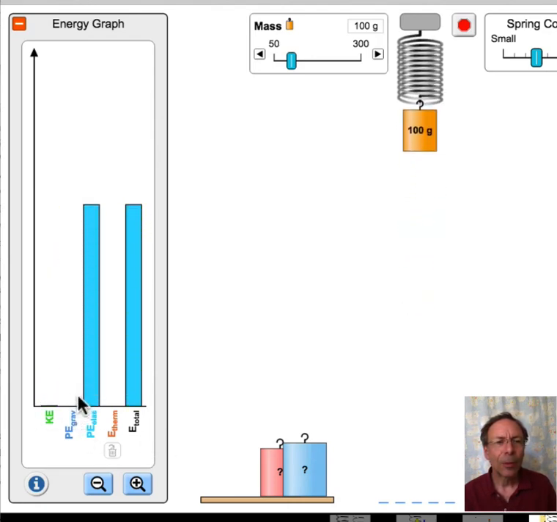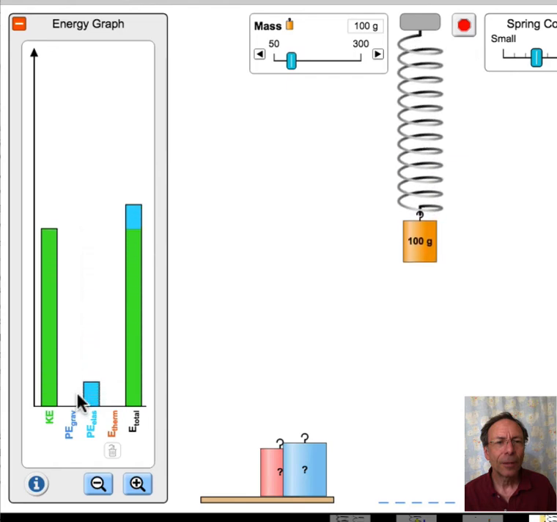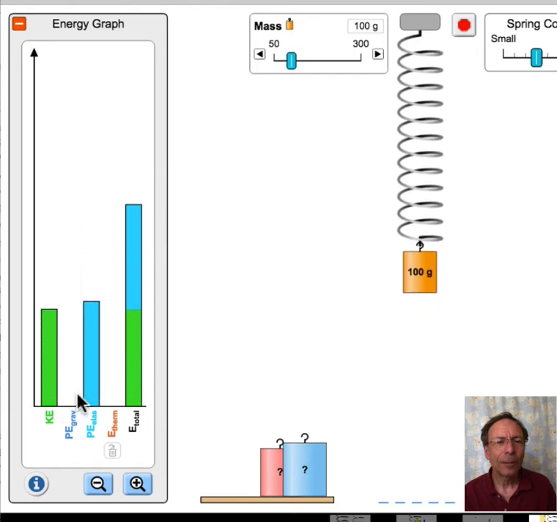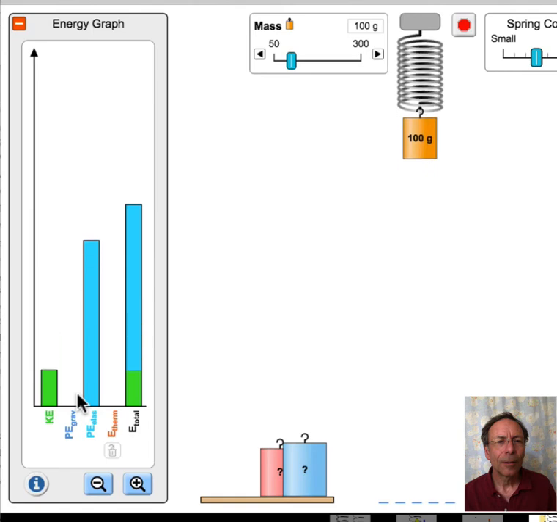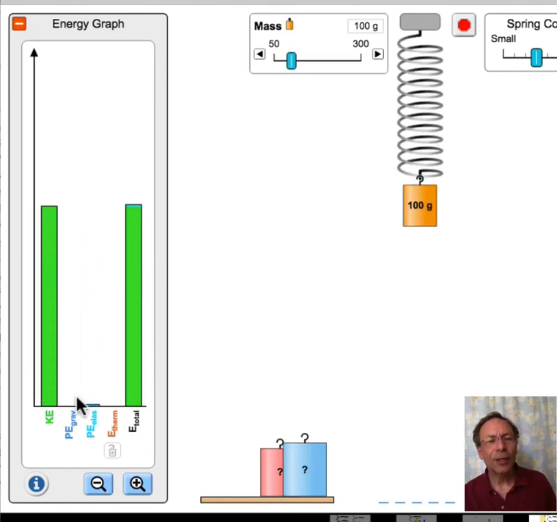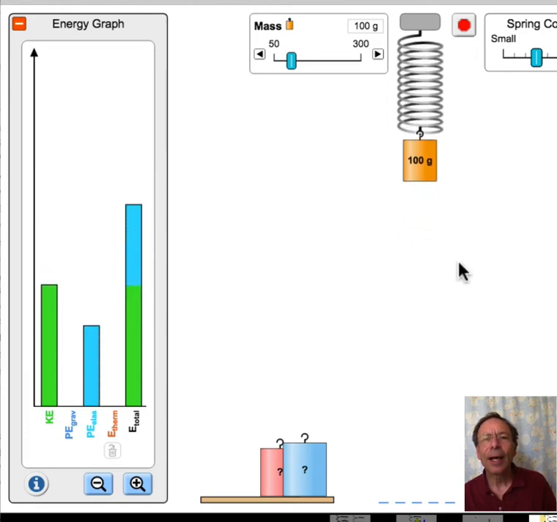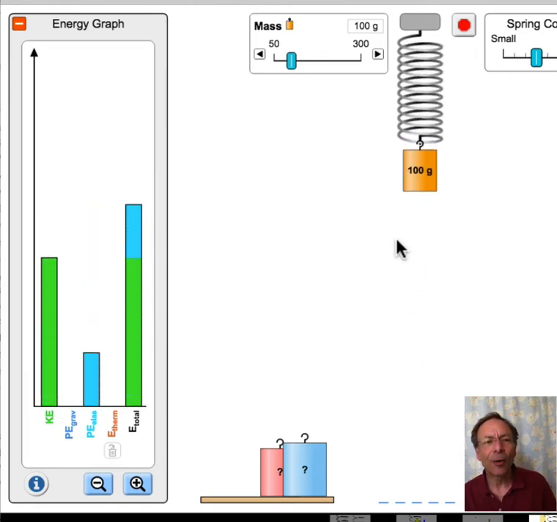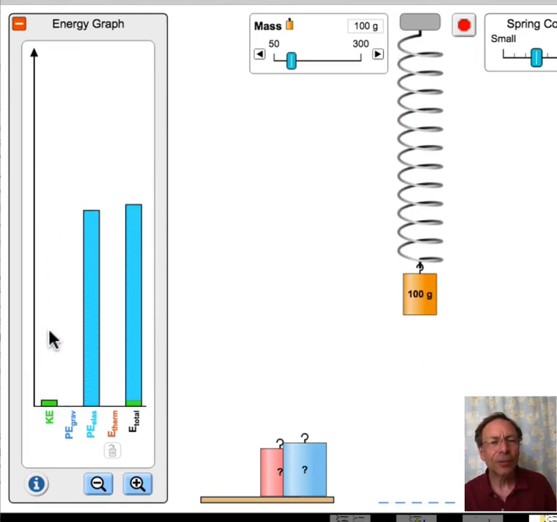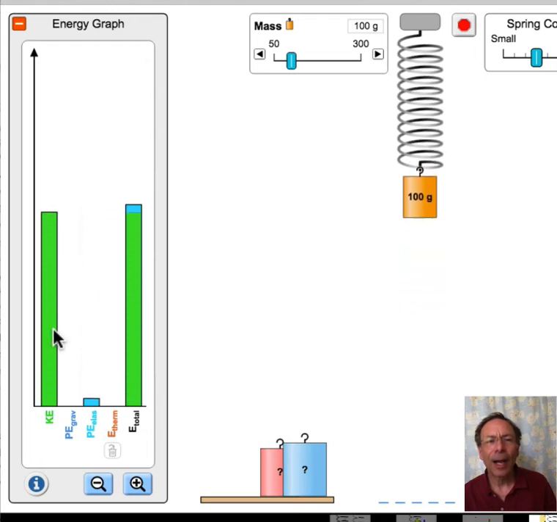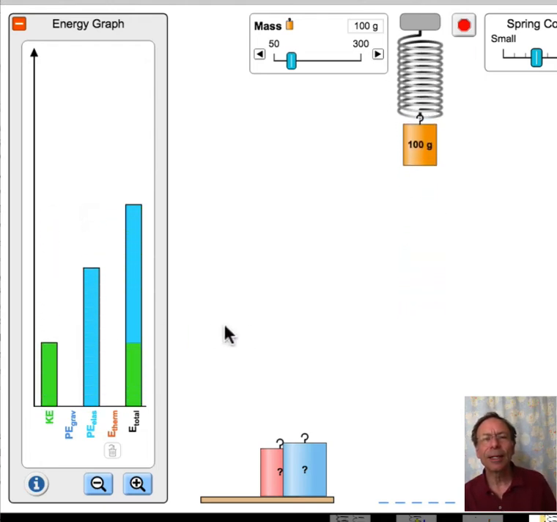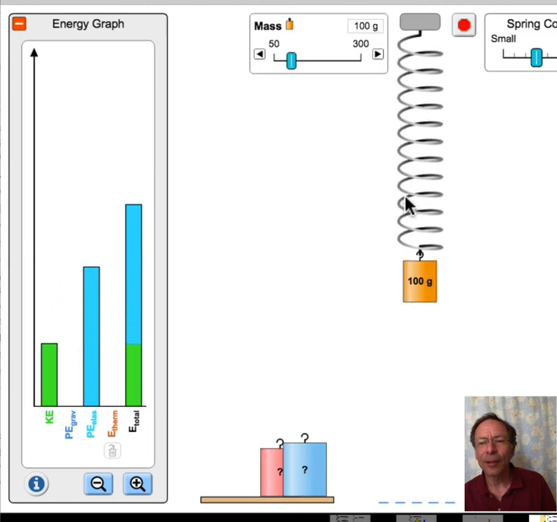Boing, boing, boing. So the potential energy goes up and down at twice the frequency as the oscillator itself. And the kinetic energy also goes up and down at twice the frequency of the oscillator.